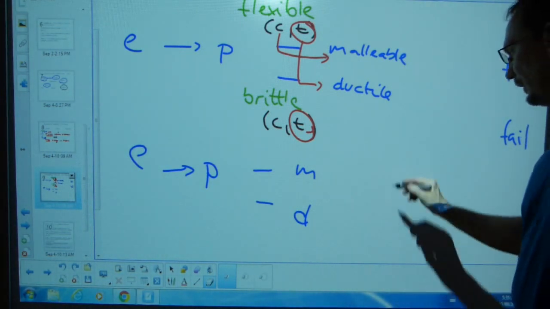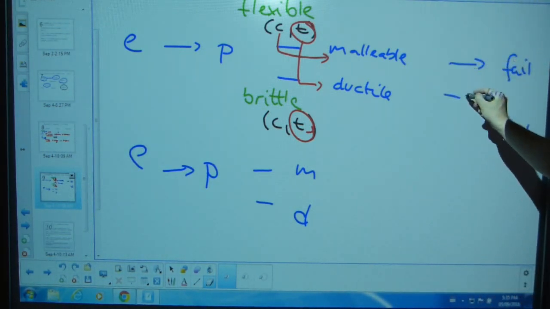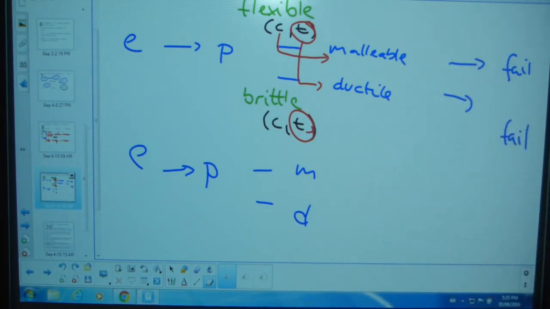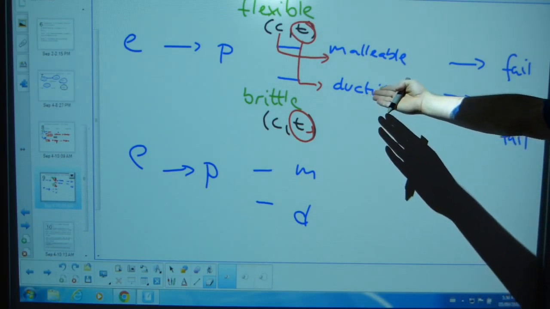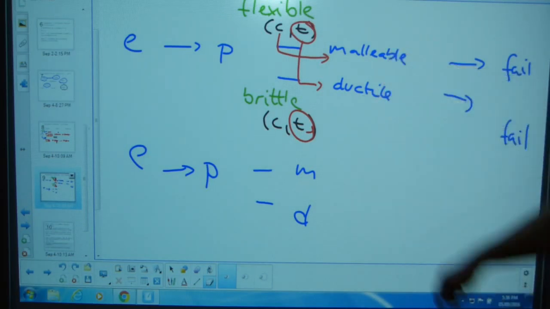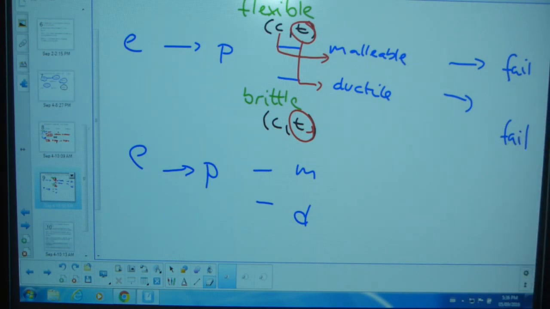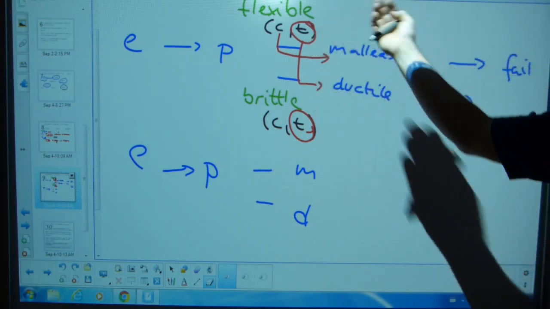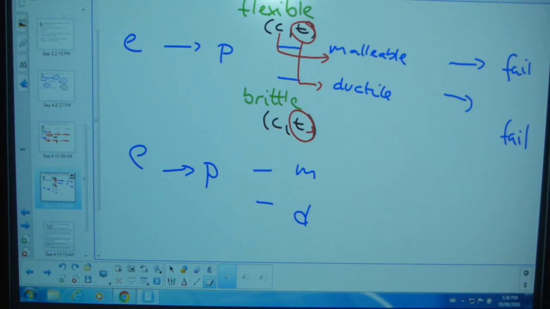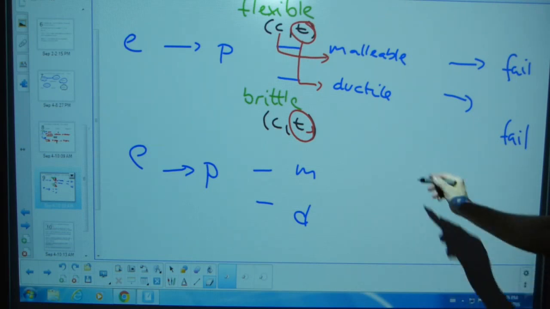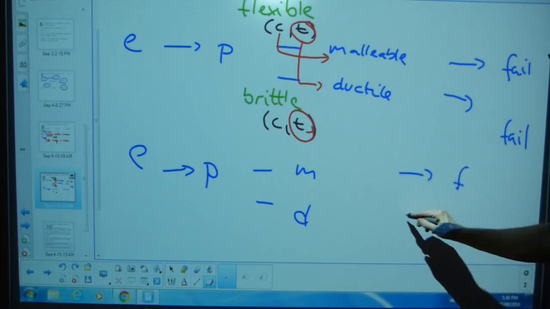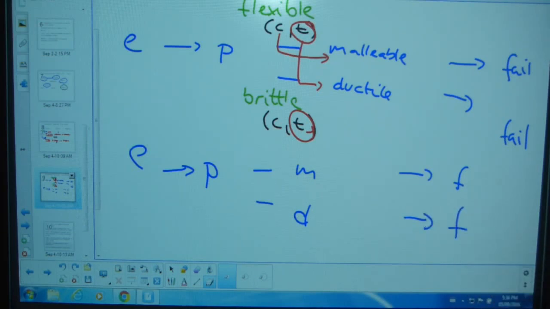Like I said, the journey ends in failure when the plasticity limit of the material is exceeded by a tensile force or a compressive force. Then the material will fail. Flexible materials fail, brittle materials fail, everything fails. The same for these guys, they all end up in failure.